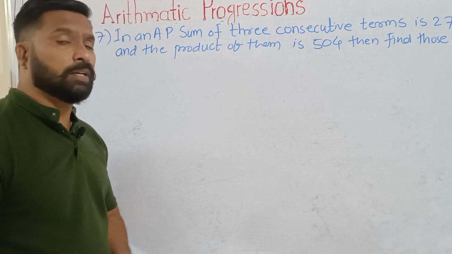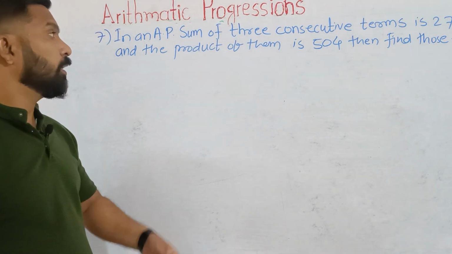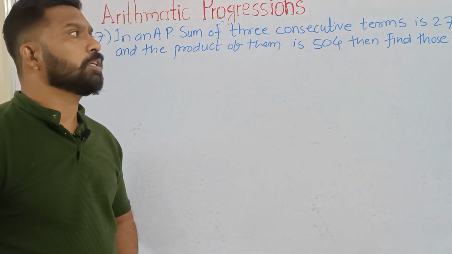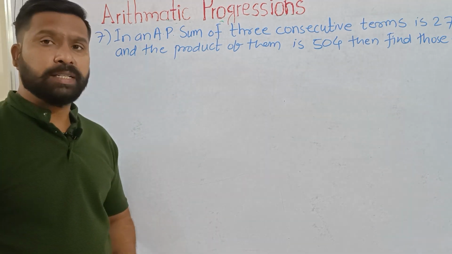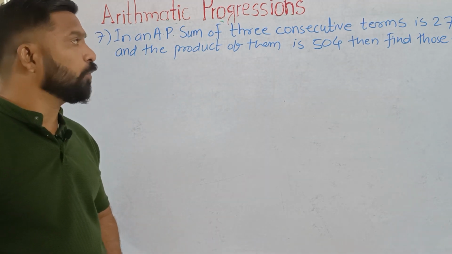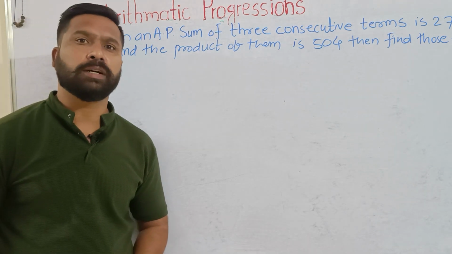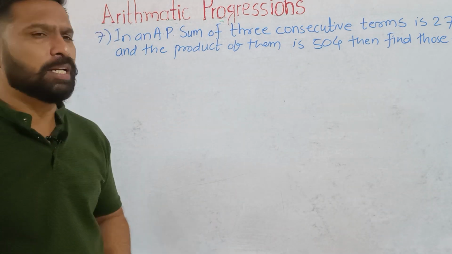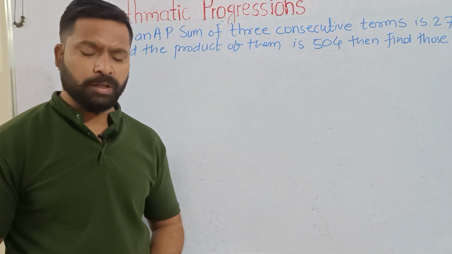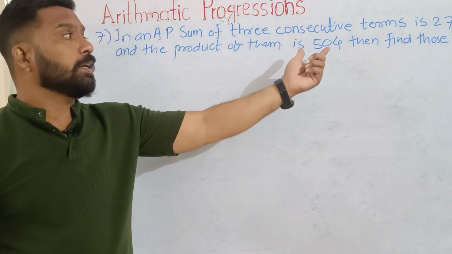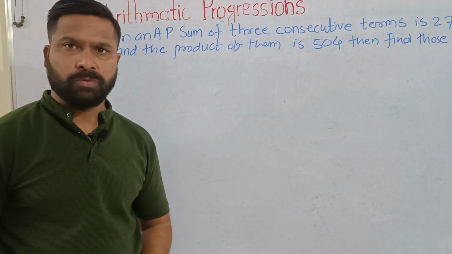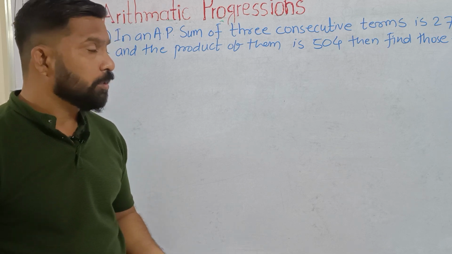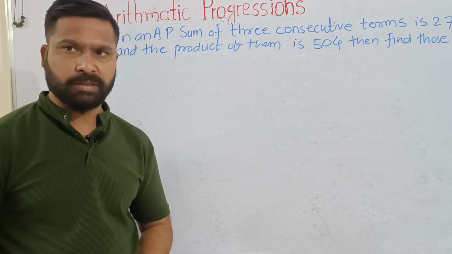Hey friends, 7th question. In an arithmetic progression, the sum of 3 consecutive terms is 27 and their product is 504. Then find those terms. Before explaining this question, I want to explain something to you. As they are saying, sum of 3 consecutive terms. We don't know the terms, but we know there are 3 consecutive terms.